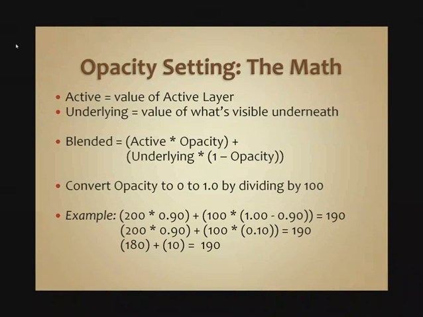Another way to think of it, we took 90% of the difference between the active value and the underlying value, and we added it on to the underlying value. So the difference between 200 and 100 is 100. If we took 90% of that, just multiply it by 0.9, we would add on 90 to our underlying value. 100 plus 90, again, brings us to 190.